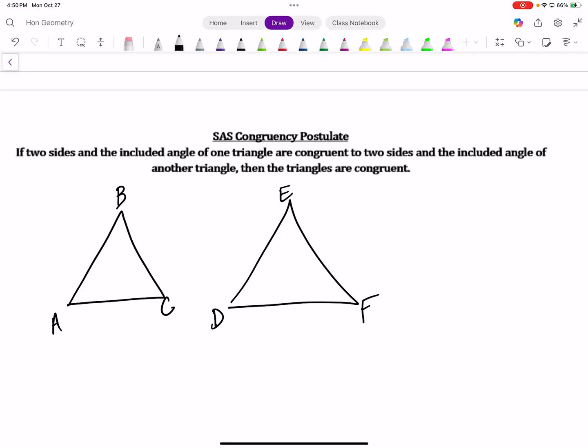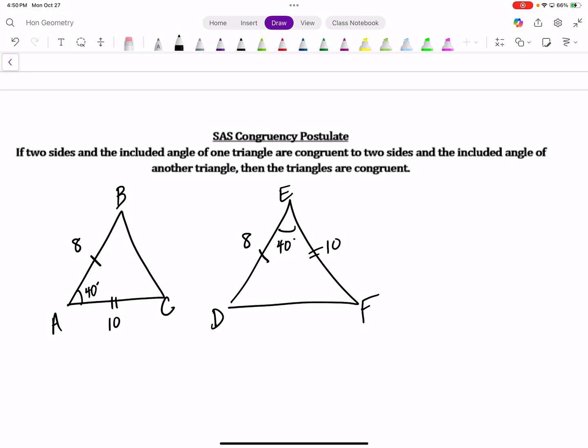All right, and we know maybe angle A is 40 degrees big, and so is angle E. Then maybe side AB is a length of 8, and so is this side right here. But this side is 10 long, and so is this right here.